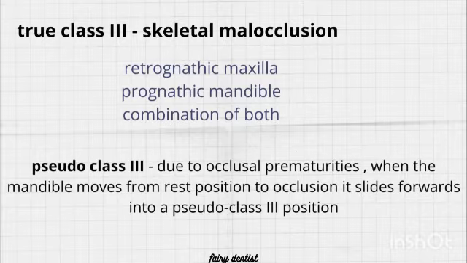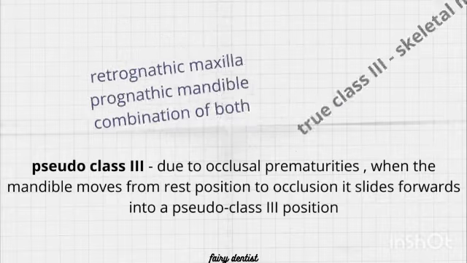Pseudo Class 3 is not a true Class 3 malocclusion. These patients show normal molar relationship in rest position. This is a habitually occurring condition.